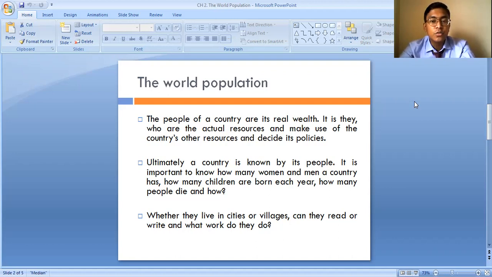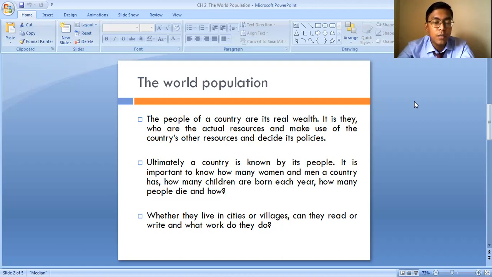Ultimately, a country is known by its people, by its population. It is important to know how many women and men a country has, how many of them are children, how many children are born each year, and how many people die.